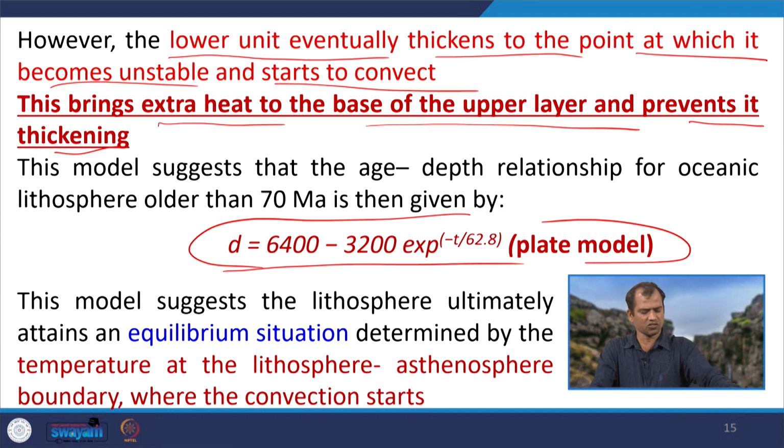This model suggests the lithosphere ultimately attains an equilibrium situation determined by the temperature at the lithosphere-asthenosphere boundary where the convection starts. This convection starting results in the plate being alive, and the plate motion is there.